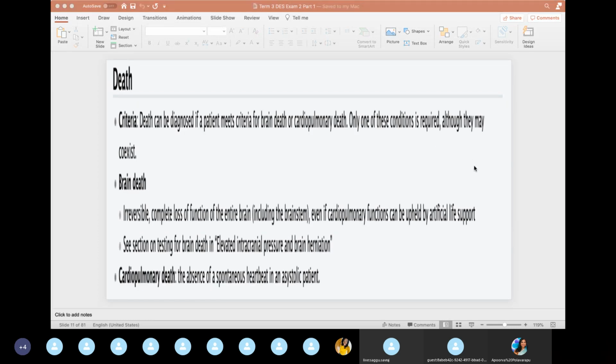Death. You as a physician are the ones who are going to determine death, the cause of death. So two types: brain death and cardiopulmonary death. Cardiopulmonary death is the absence of heartbeat in asystolic patients. When you check the EKG, no P wave, no QRS complex, no T wave, and there is no heartbeat. Brain death is complete loss of function of the entire brain, including the brain stem.